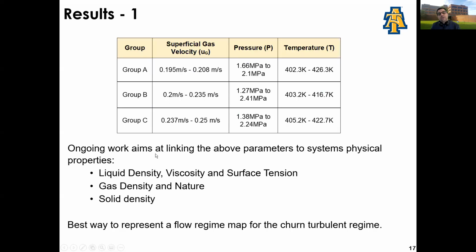At the moment, ongoing work aims at linking all of these above parameters to some physical properties of the system. We're doing an analysis to look at other parameters, primarily the liquid density, viscosity, surface tension, the gas density and nature, and the solid density. Hopefully we can also get an understanding of the effect of the physical properties of the system on the limits of the churn turbulent flow regime. Finally, we're still looking at the best way to present a flow regime map for the churn turbulent regime, and what's the best parameter to put on the x-axis and the y-axis.